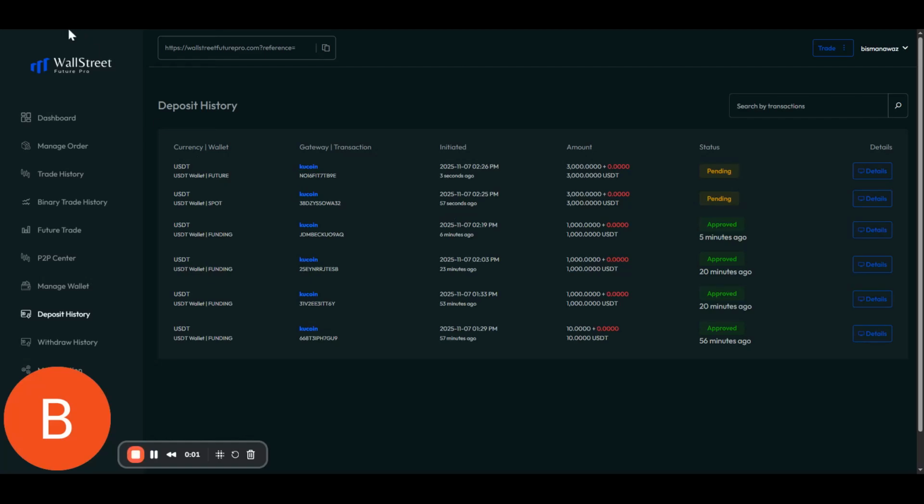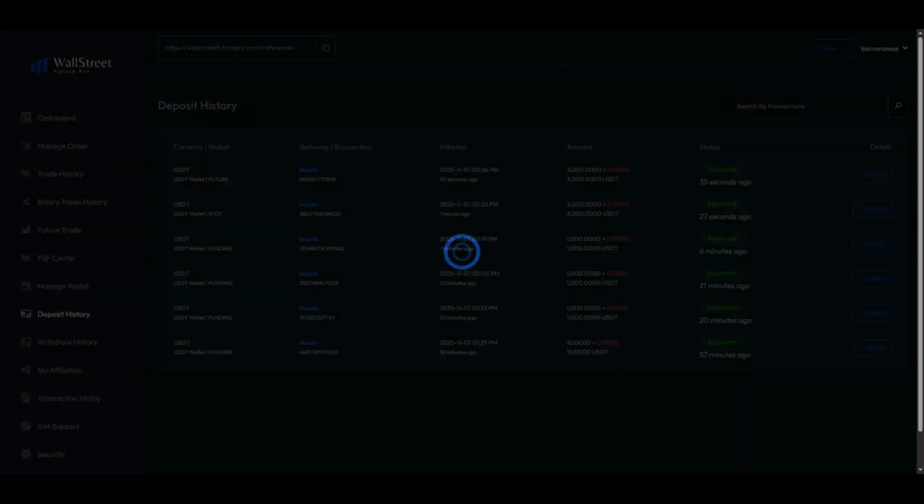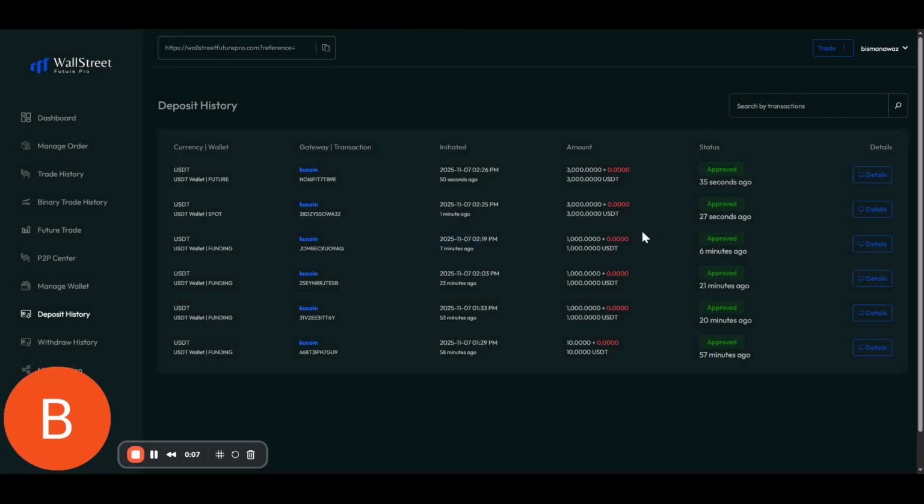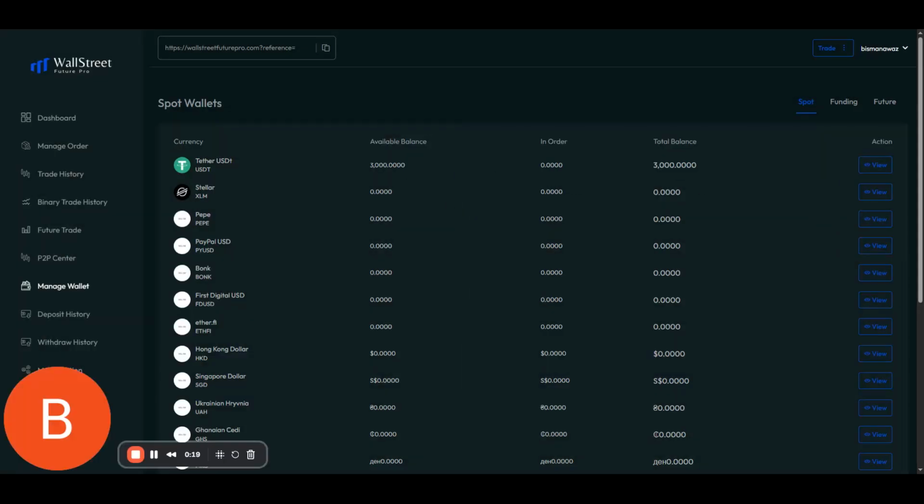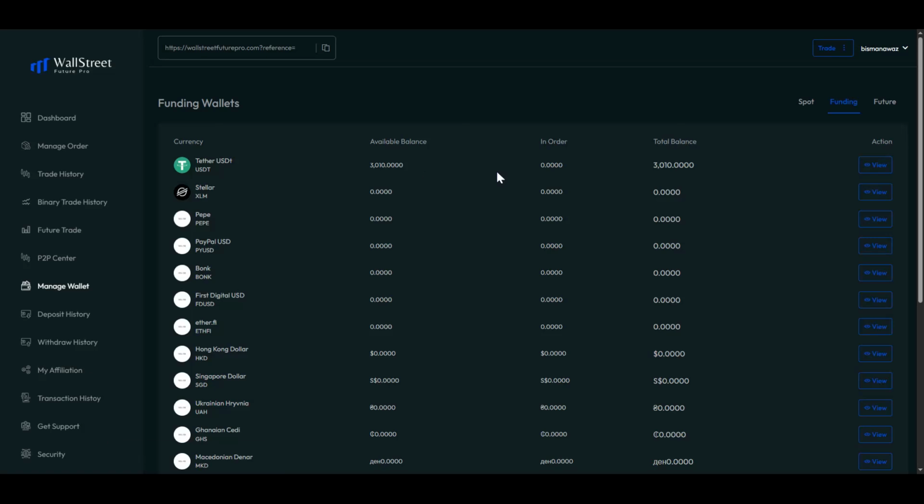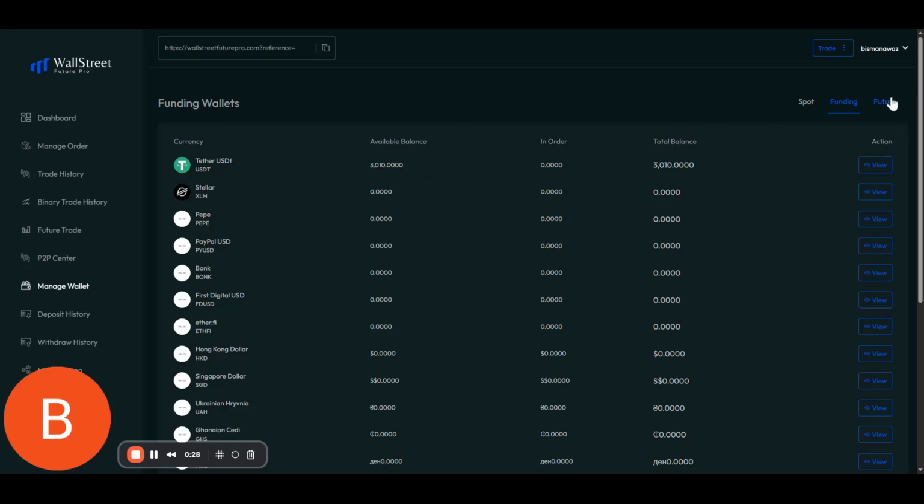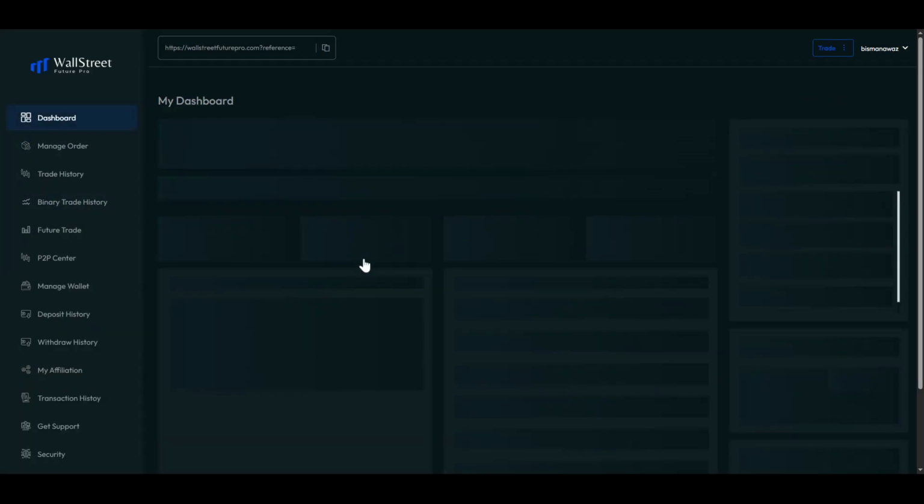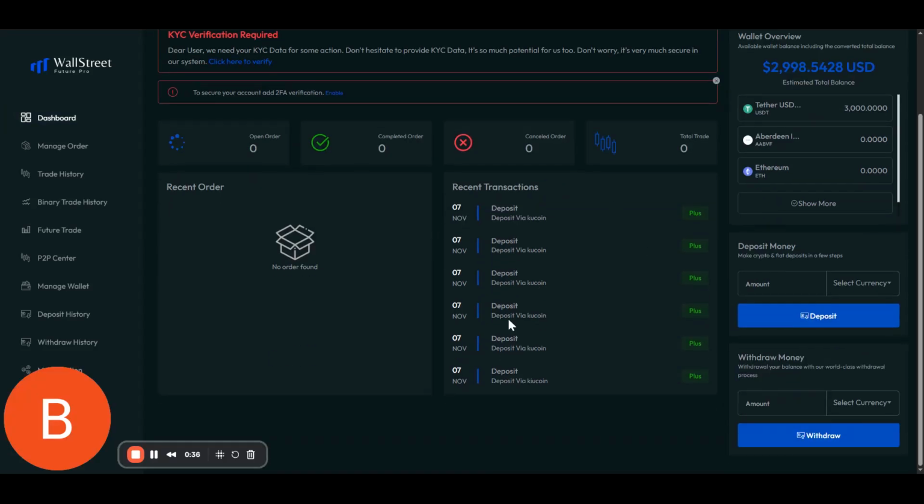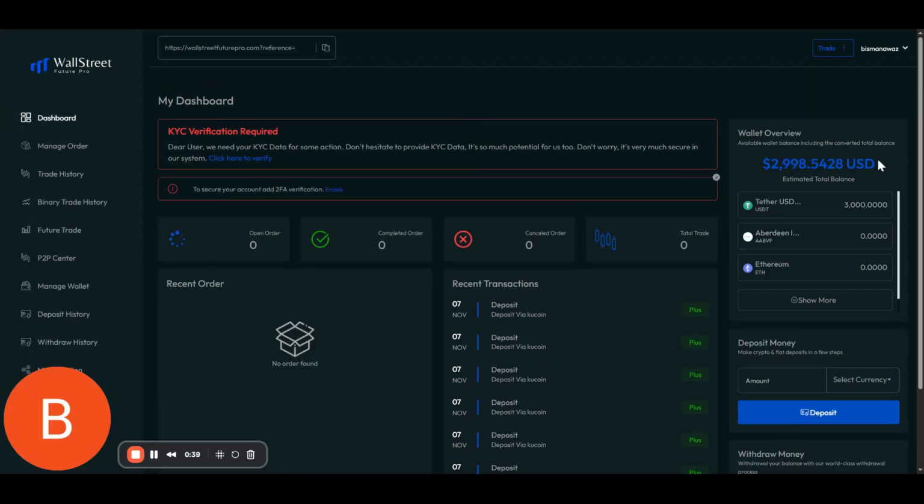So I basically want to show you one more thing, which is that after the admin approved the payment from the admin account, I got notified that the amount was approved. If I go to my manage account, you will see the 3000 USDT in my spot account, 3010 in my funding account, and in futures you will also see 3000 in my account. In the dashboard you will also see the recent history, and here is the USDT which I have right now.